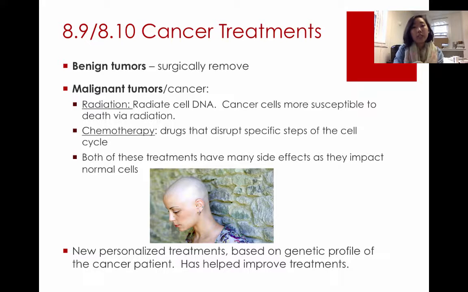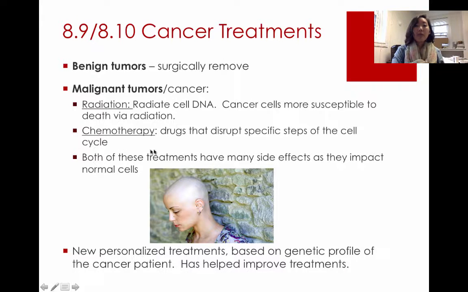There are a couple of different ways to treat cancer. With benign tumors, you can just surgically remove them, and once you cut away that tumor, usually that's fine. But with malignant tumors, it's a little bit more tricky. You could do radiation, so subject your body in specific locations where the cancer is to high degrees of radiation, and that tends to kill the DNA, which kills the cells. Cancer cells are actually more susceptible to being damaged by radiation, so they'll die off more quickly than regular human cells, the normal cells, but both would be affected.